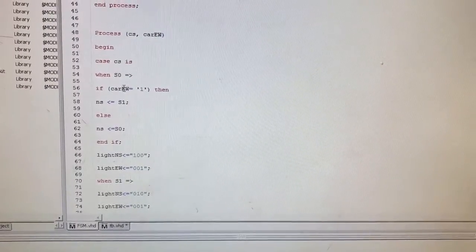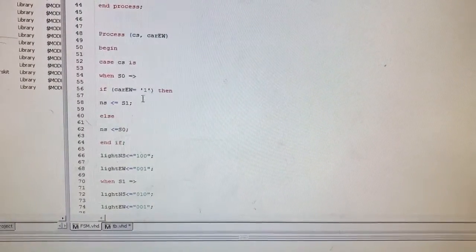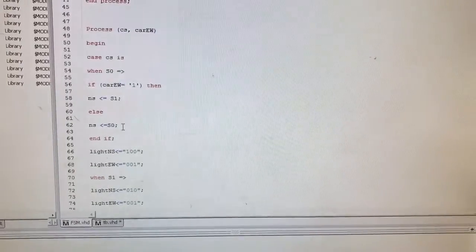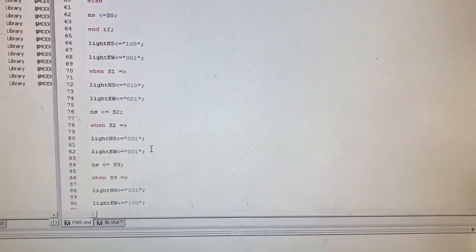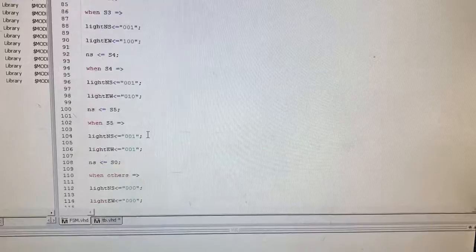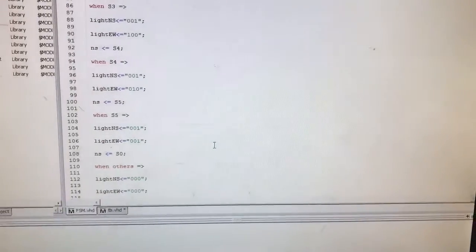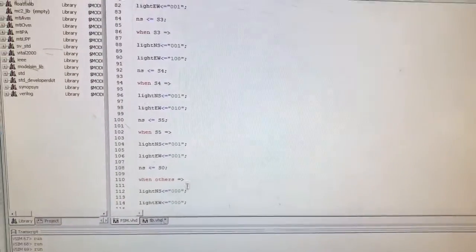First, we check east-west in state 0 to see if it's 1. If it is, then we go to the next state. Otherwise, if it's not, we stay in the current state. Additionally, state 2, both red before it becomes green, and state 5, both red before it becomes green again.